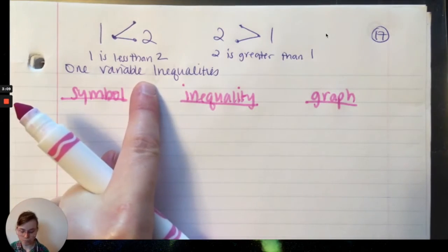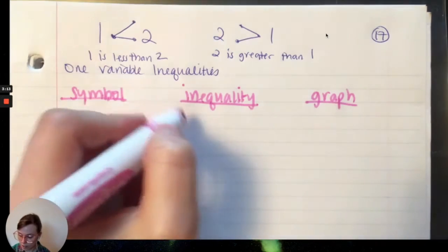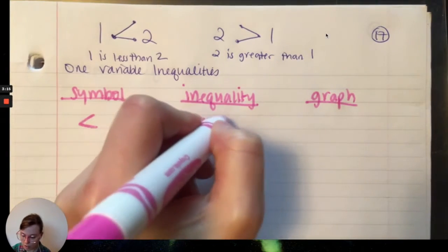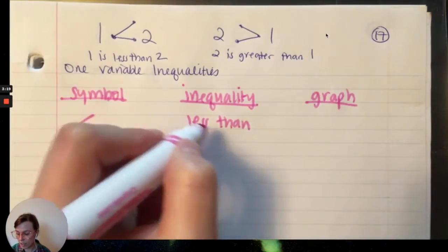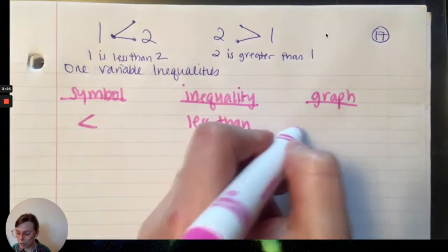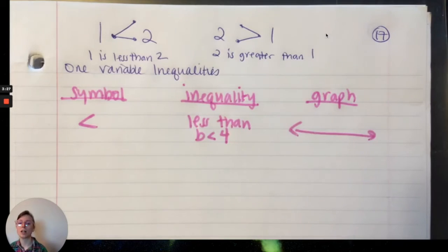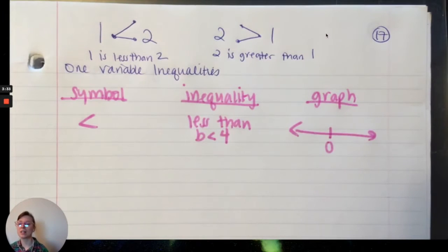It could change. So our first symbol will be the less than sign. So this is the less than sign. And an example of an inequality is B is less than 4. Say that out loud. B is less than 4, which means when I graph this, this is a number line for any number that B could be. So I'm going to put a 0 there. That way I can see my negatives to the left and my positives to the right.